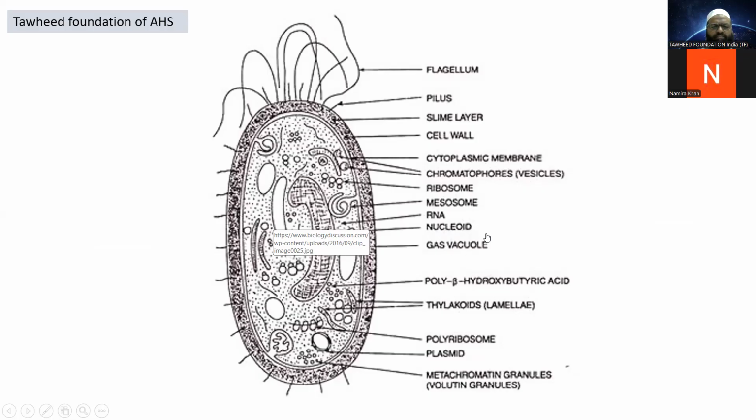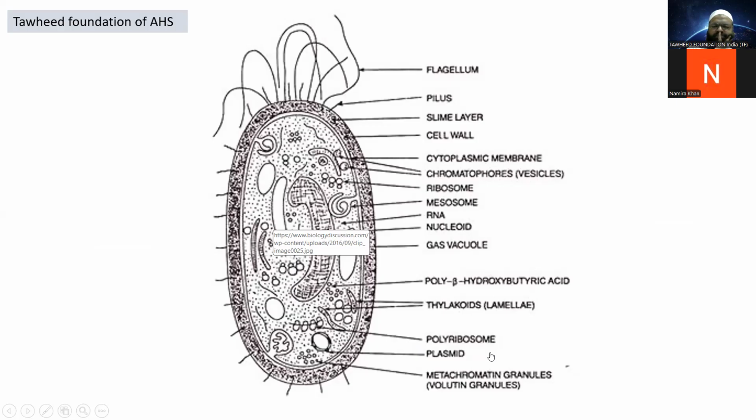Gas vacuole. Gas vacuoles are gas-filled structures that provide buoyancy, helping aquatic bacteria to position themselves in water columns. Poly-beta-hydroxybutyric acid. It is a granule storing energy and carbon reserves in the cell. Then thylakoids, lamellae. Thylakoids are membranous structures involved in photosynthesis in photosynthetic bacteria, which is similar to the chloroplast membrane in plants. Polyribosomes. It's a group of ribosomes bound to a single messenger RNA molecule synthesizing multiple copies of a protein simultaneously.